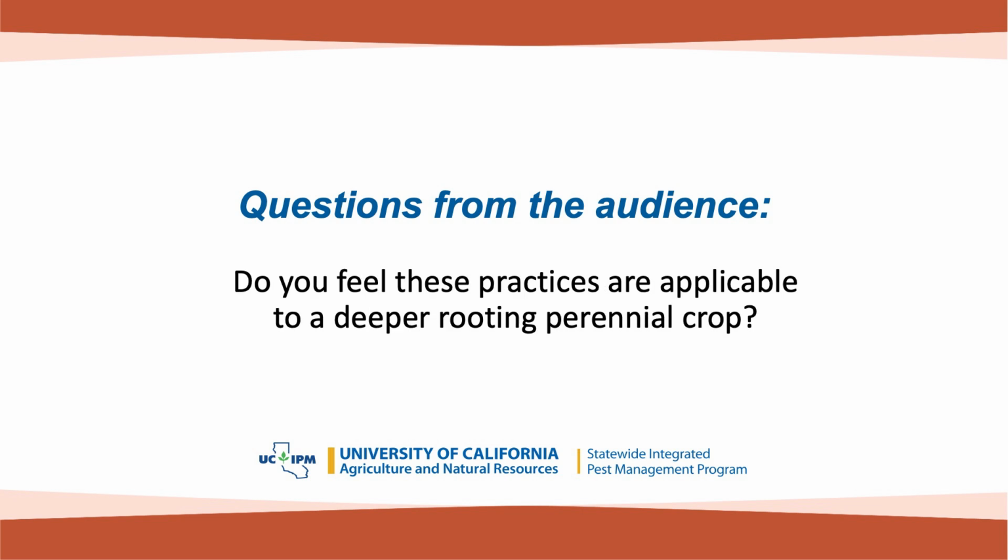Okay, thank you. Do you feel these practices are applicable to a deeper rooting perennial crop? Well, if you are talking about the ASD, yes, it's good to use a liquid carbon source like molasses or ethanol. Then it can go deeper. You can treat deeper, and it's been applied to tree crop nurseries, almonds and walnuts, and tomatoes, where nematodes reside in the deeper soil layers and have been treated by liquid-based ASD practices. So that's another application.